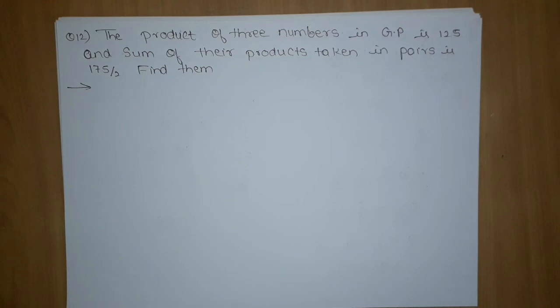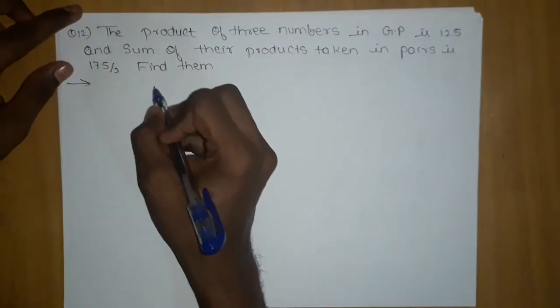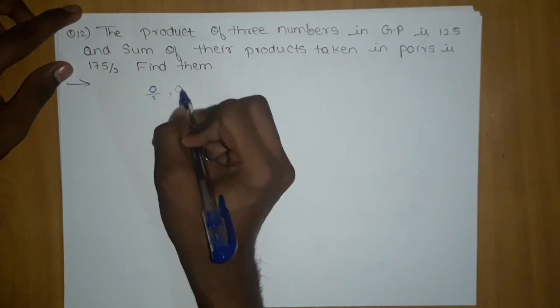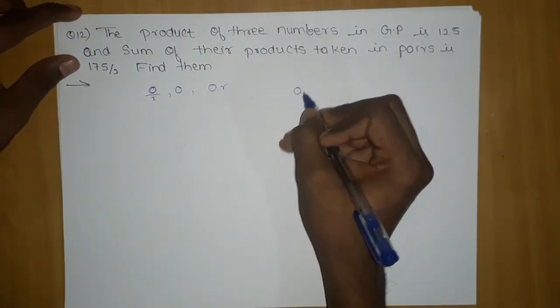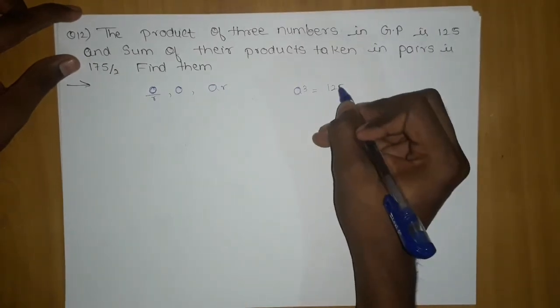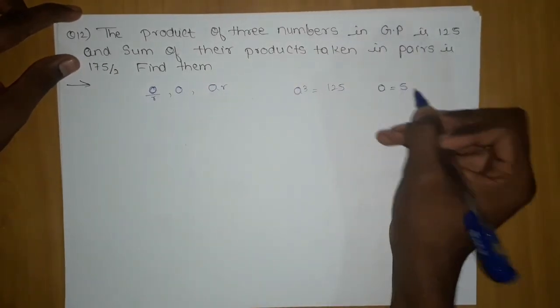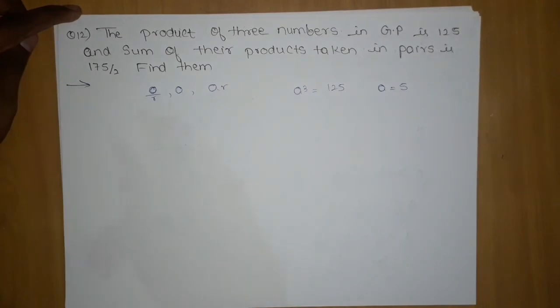Okay, now they have given an idea of the product. So we will take a by r, a and ar. Now here you can see a cube will automatically be 125, which gives me a equals 5. So we got our a. Next, the sum of the product taken in pairs.